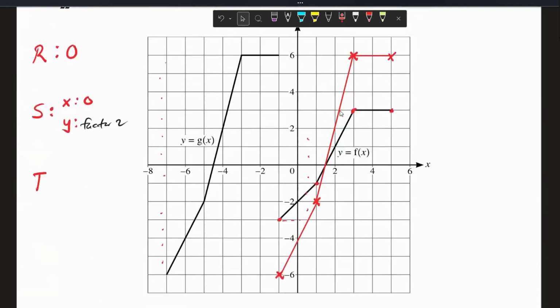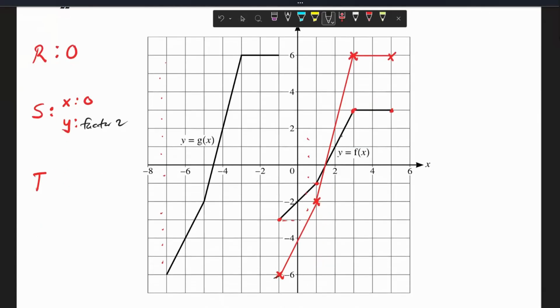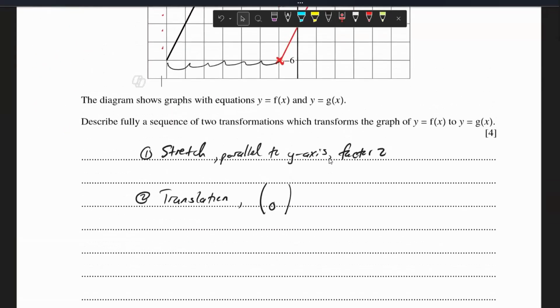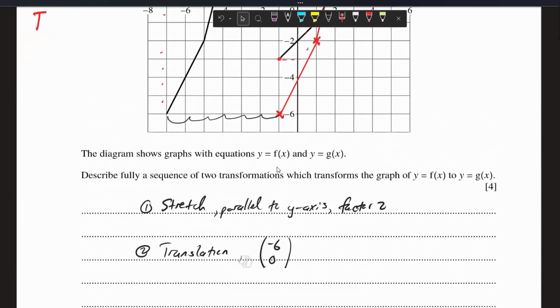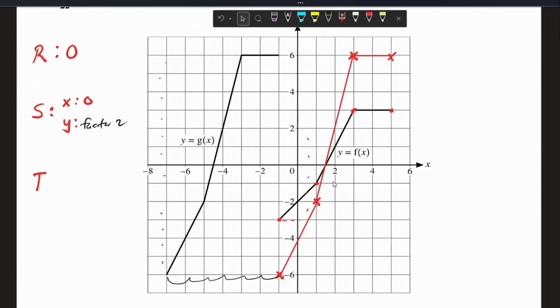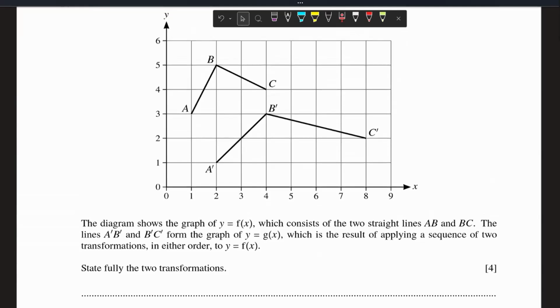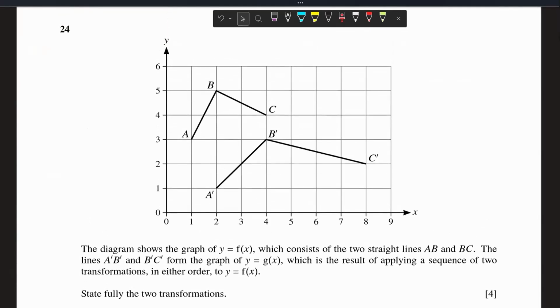And how many units are going to the left? That's apparently 6 units, right? If you take this point, 1, 2, 3, 4, 5, 6 to the left. So basically (-6, 0). So these are the two transformations. Okay. So that's how we would answer this particular question. Okay, let's move on to another one. And here it is. And it says, the diagram shows the graph of y is equal to f of x, which consists of two straight lines, AB and BC.